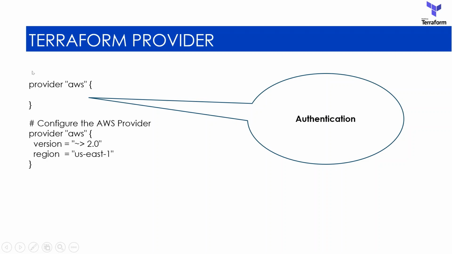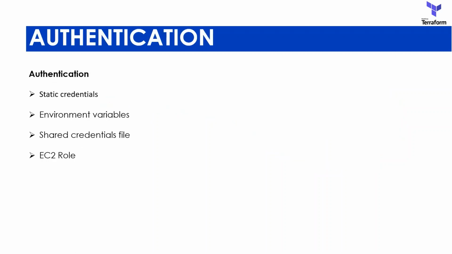So just understand that for writing a provider, you start with the provider keyword and then the name of the provider cloud. We are using AWS, so type aws in lowercase and open and close parenthesis. For authentication, we have four ways to connect, and we'll talk about all four one by one. What are those? Static credentials, environment variables, shared credentials file, and EC2 role. These are the four ways we can get connectivity from Terraform to AWS.